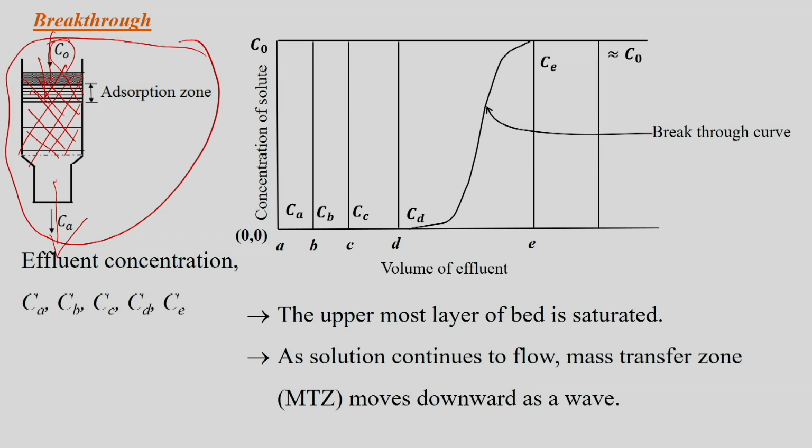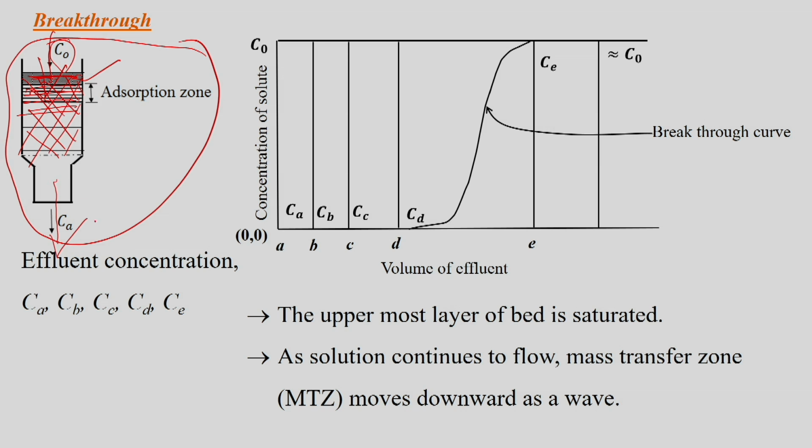In the beginning, whenever it enters into the bed, the first layer will be adsorbed first, and the adsorbate will be placed in the adsorbent sites. So, the top layer will be adsorbed, and slowly the saturation zone will be created there, and then the saturation zone will move from the entry point towards the exit point.